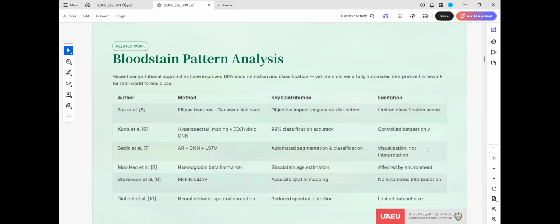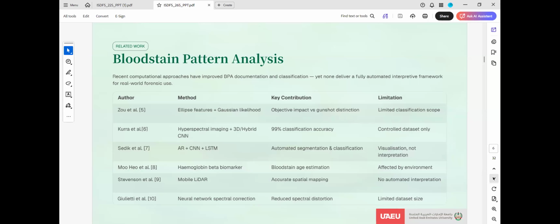And so bloodstain pattern analysis. So far many people have proposed their own methods and obtained appropriate results. But till now the limitation is very small data sets. There are no real-time data sets, and they focus only on single evidence types.